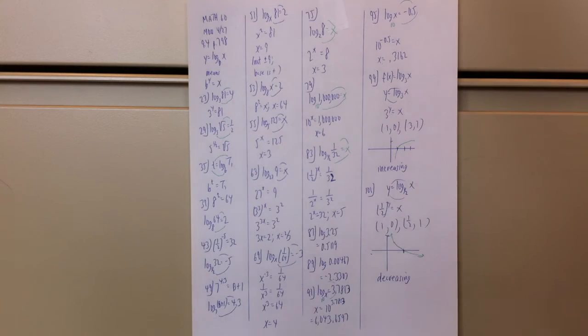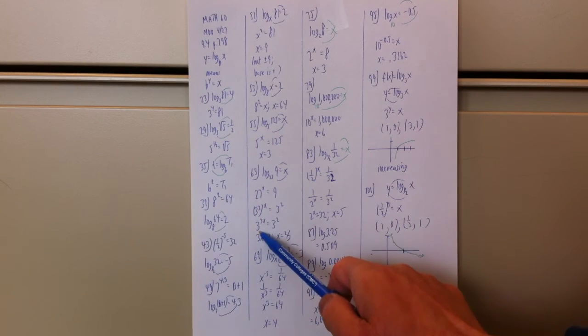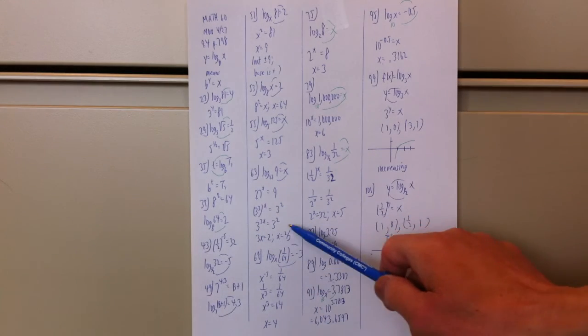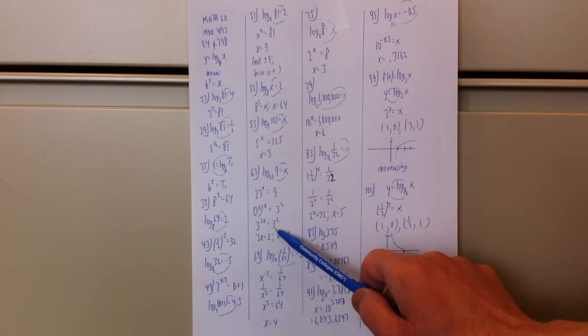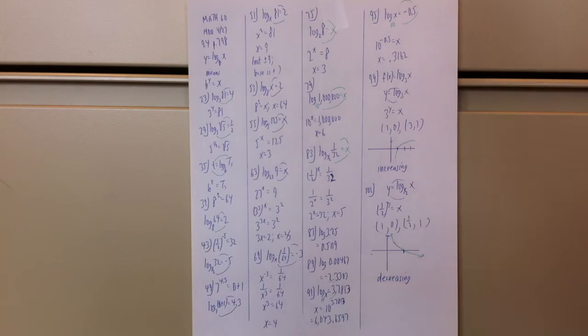9 is 3 squared. And now we have a property that says if I have a power of another power, I can multiply these powers. So 3 to the 3x equals 3 squared. And now that these two bases are the same, I just equate the exponents. So 3 raised to something equals 3 raised to something. These two somethings have to be equal. So 3x equals 2 means x equals 2/3 is my answer.